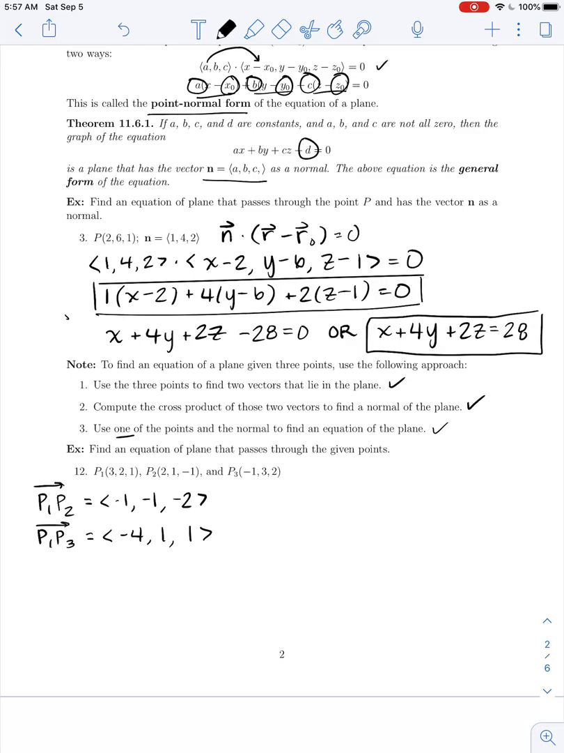We now want to find a vector normal to it by finding its cross product. So I'm going to find P1P2 crossed with P1P3. And so across the top is always i, j, k. And then I'm going to put P1P2 and P1P3. All right, go ahead and carry out this cross product.